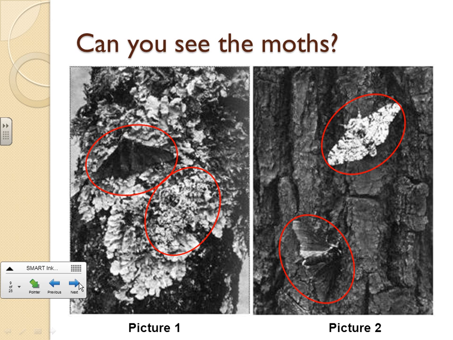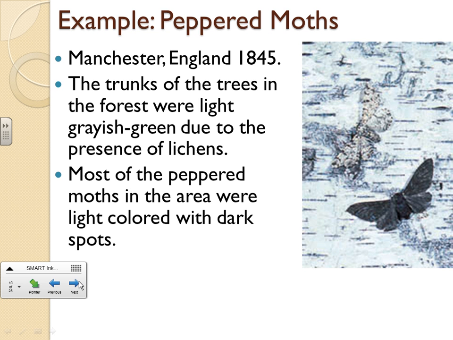So this is an actual example of the peppered moths, and we're looking back in 1845 in Manchester, England. Back then, the trunks of the trees in the forest were light grayish green in color due to the presence of lichens. So you can see our picture over here. This is what the tree trunks looked like in 1845. Our white peppered moths blended in very well with the trees, but our black ones didn't. Because of this, most of the peppered moths in the area were light colored with dark spots.